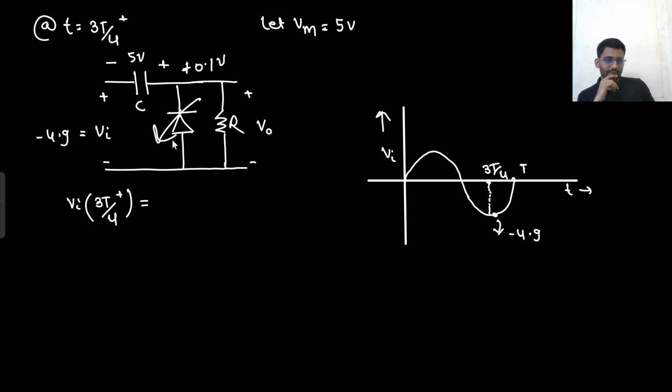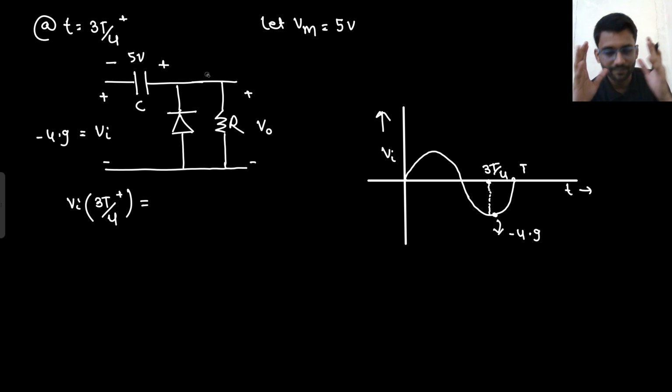Are you getting this point or not? Your diode is turned off now, right? Did you understand this point? My capacitor is charged to 5 volt, but it cannot change its voltage immediately. It has to remain there at 5 volt only. At 3T by 4 plus, what is happening? Suddenly, the input is getting changed to minus 4.9. So minus 4.9 plus 5, that means across the diode, I am having 0.1 voltage. That will turn off my diode.